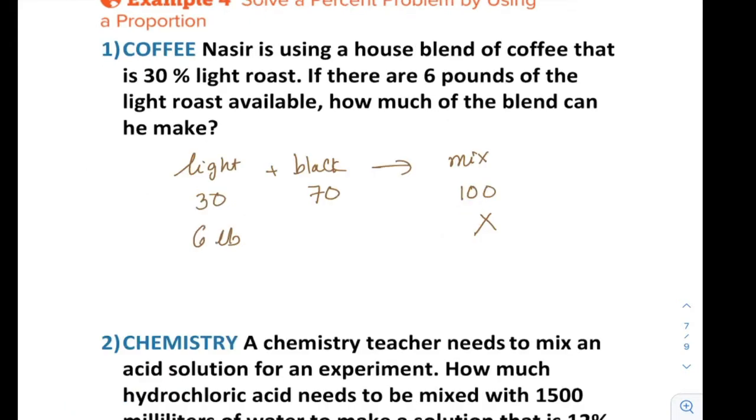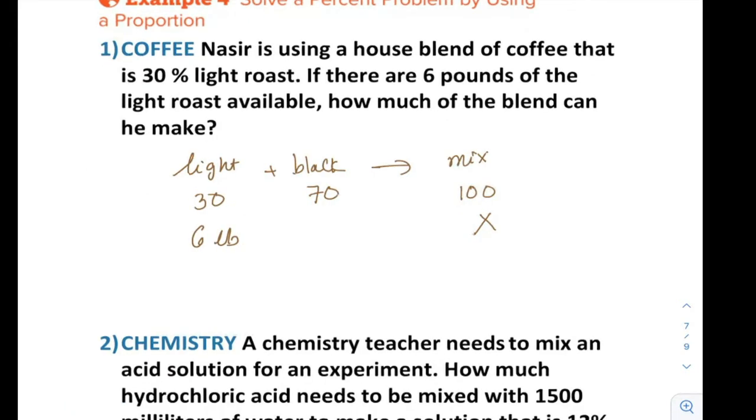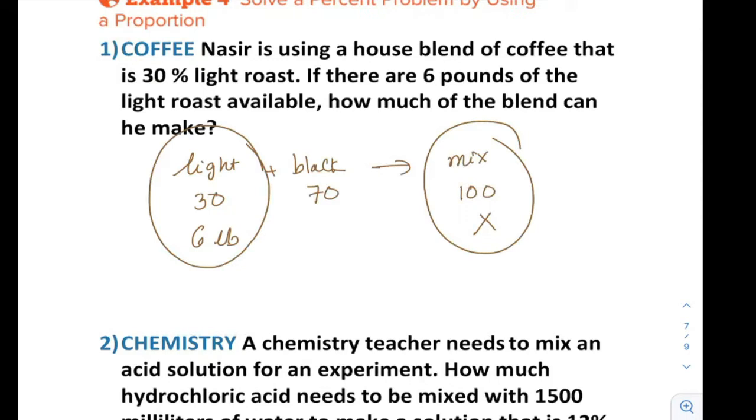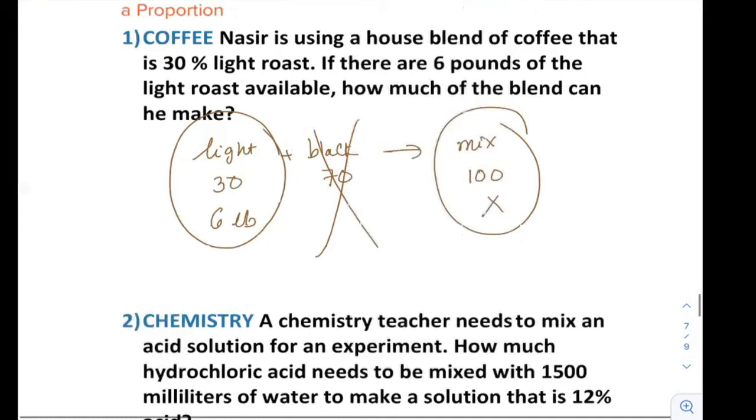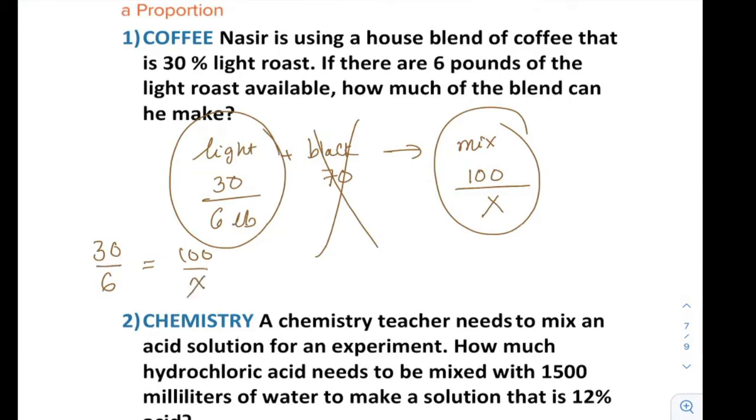And then we can simply write our proportion in an easy way. Just we can use this with that. We don't have to use this. We don't need it actually. So we will write the proportion in a very simple way. 30 over 6, this over this, is equal to 100 over X.